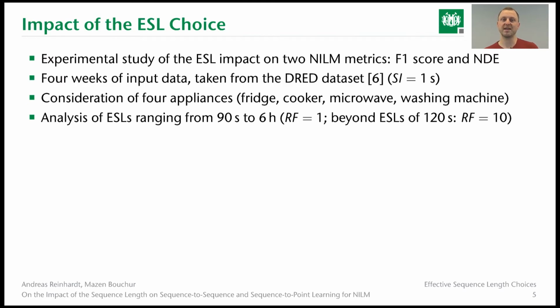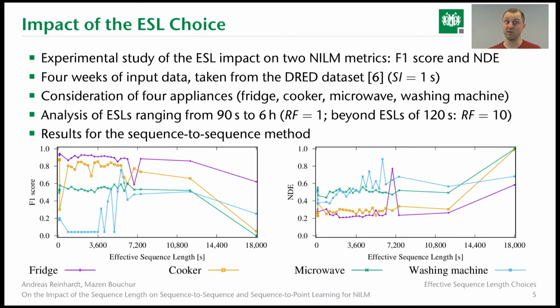So what we've done was to run an experimental study. And we wanted to look into how the sequence length impacts the F1 score and the NDE of the disaggregation. So we used 4 weeks of input data from the DRED dataset, for which the sampling interval is 1 second. We considered 4 appliances, the fridge, cooker, microwave and washing machine, and then picked different ESLs from 90 seconds to 6 hours. For the sequence-to-sequence method, that's what the results look like.